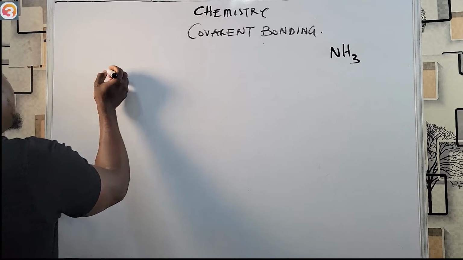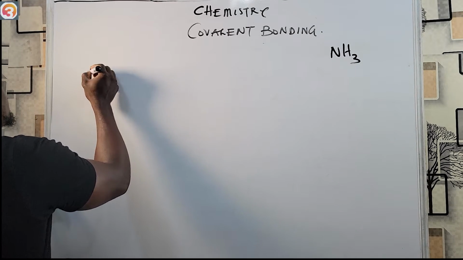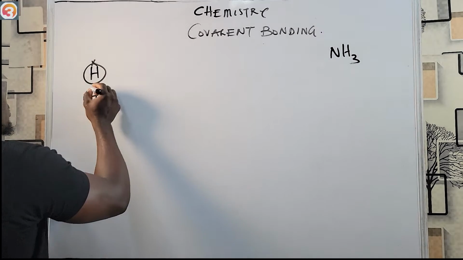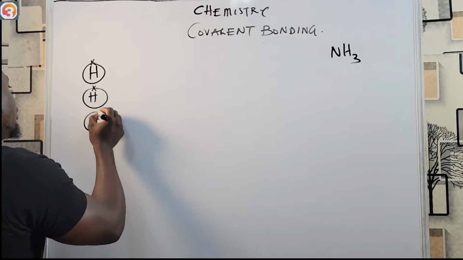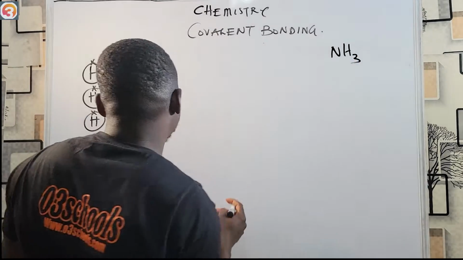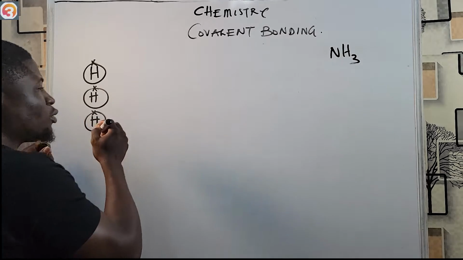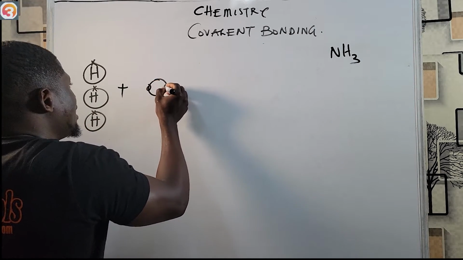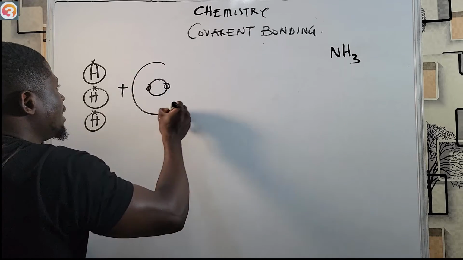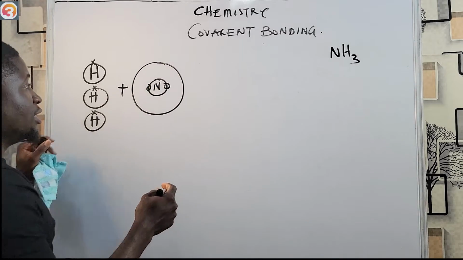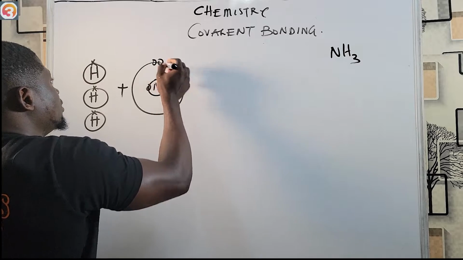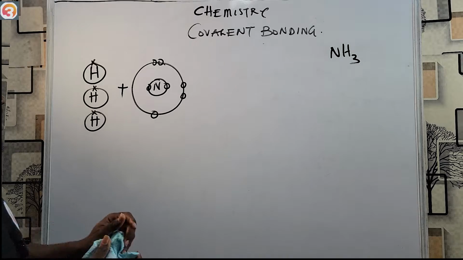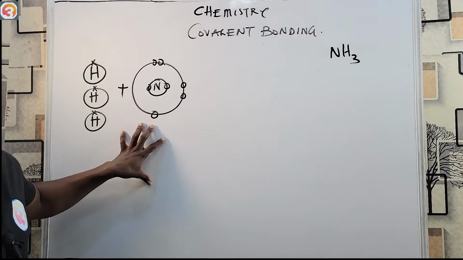Now, let's say, for example, this is how it will look. This is hydrogen, and you can see 3 atoms of hydrogen here. Now this is combining with nitrogen. Nitrogen has the first shell having 2 electrons, and then in the other shell, it has 5 electrons in its outermost shell.